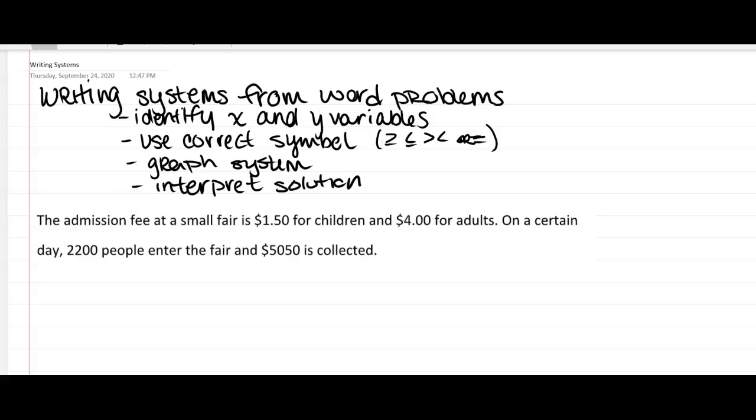So for today's lesson, we're going to be writing systems from word problems. The first step would be to identify the x and y variables. Then we want to make sure we use the correct symbol, the inequality or an equal sign. We're going to then graph the system, and then we're going to interpret the solution. Go ahead and copy that first problem.